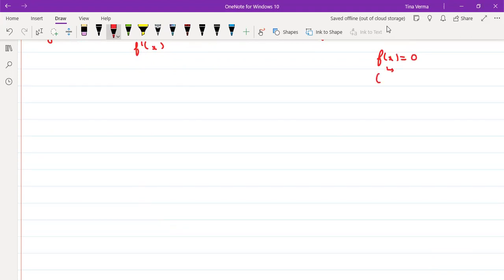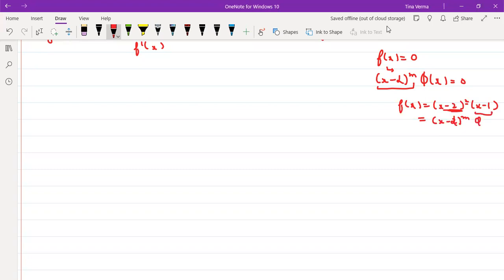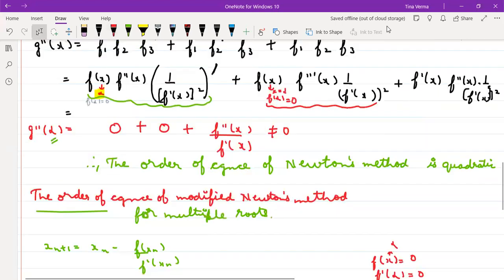So whenever I have a function f of x equal to 0 and it has multiple roots, I can write it like this: (x minus alpha)^m times something, right? That means I have reduced the function. For example, if a function is like (x minus 2) whole square times (x minus 1), then here 2 has multiplicity 2. So you can write it as (x minus 2)^m, where this is my alpha, and this is nothing but my function phi of x, in which the multiplicity is simple, or that you cannot reduce.